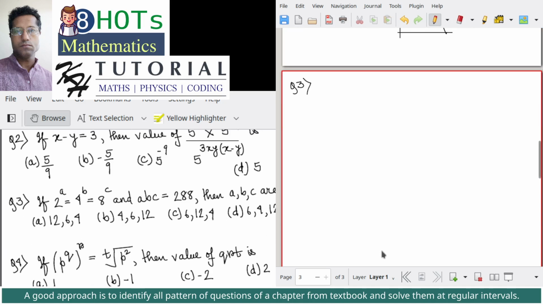It is given that 2 to the power a is equal to 4 to the power b is equal to 8 to the power c, and it is given that abc is equal to 288. Then we have to find a, b and c.